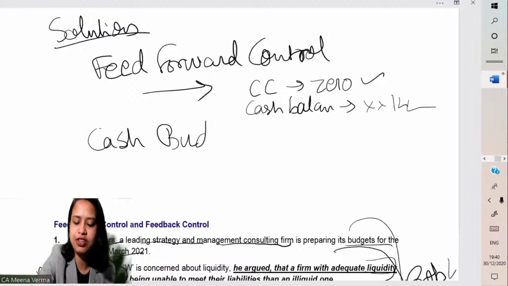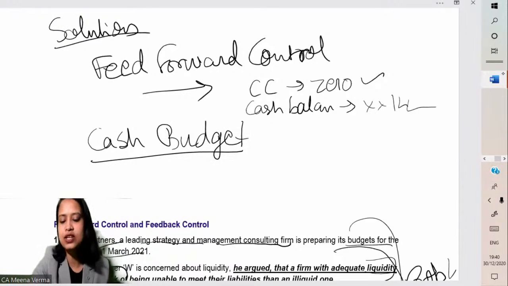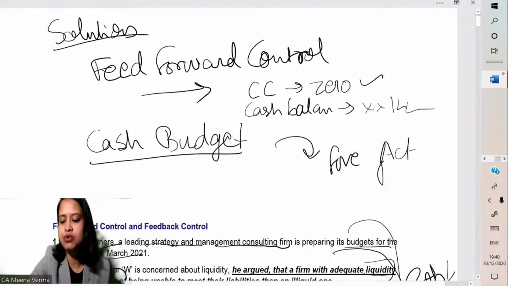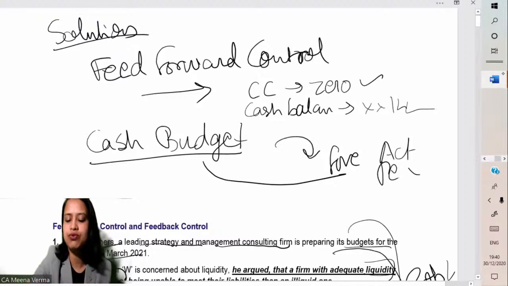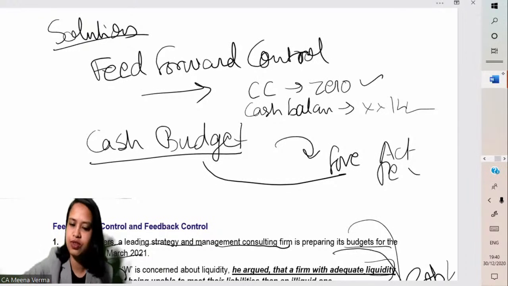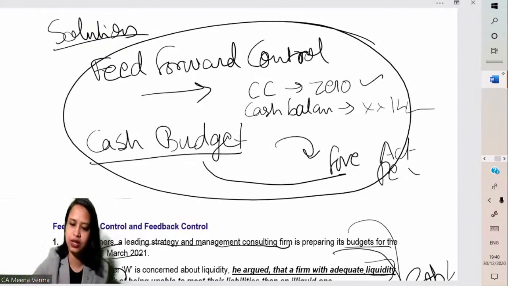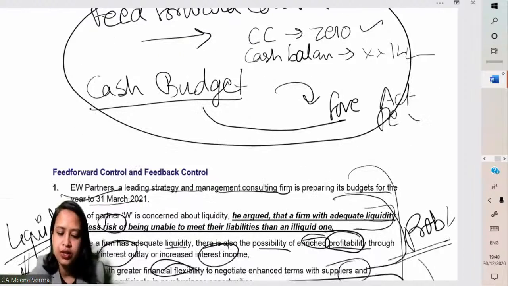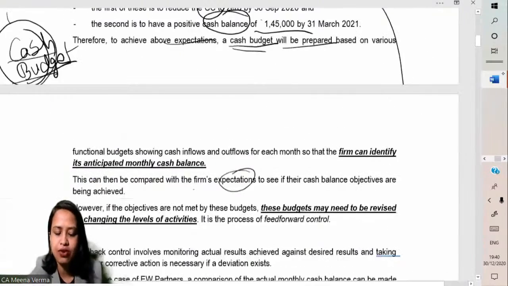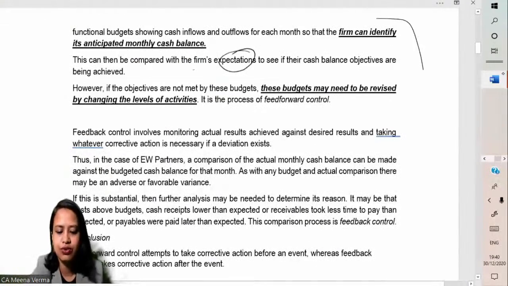So you have this cash budget, and you will consider the forecasted actual performance. In case there is any problem, find why this problem is arising and try to find out the way to improve it. This will all come under feed forward control, and you can write about it there. This is what they have already written in feed forward control.